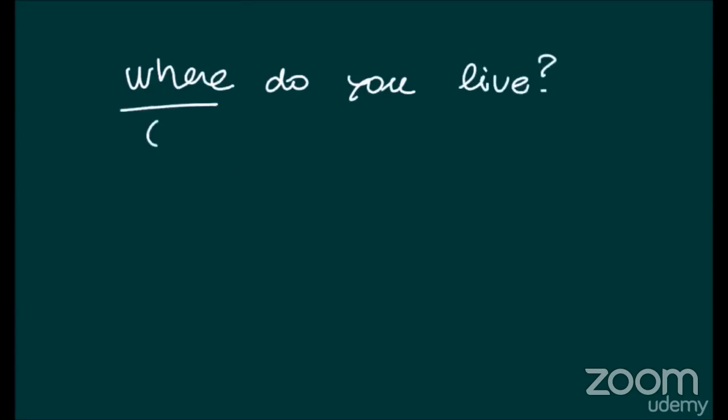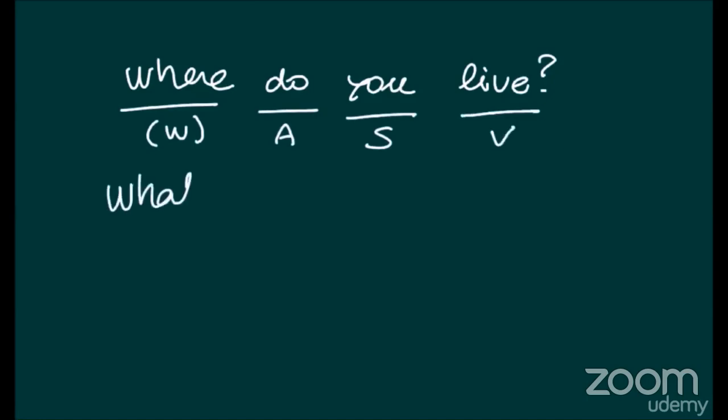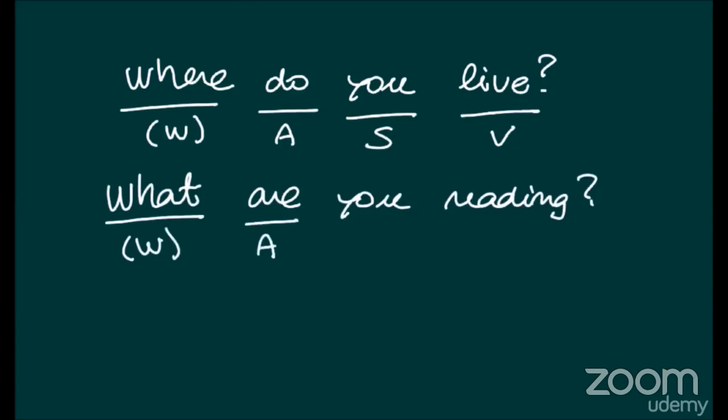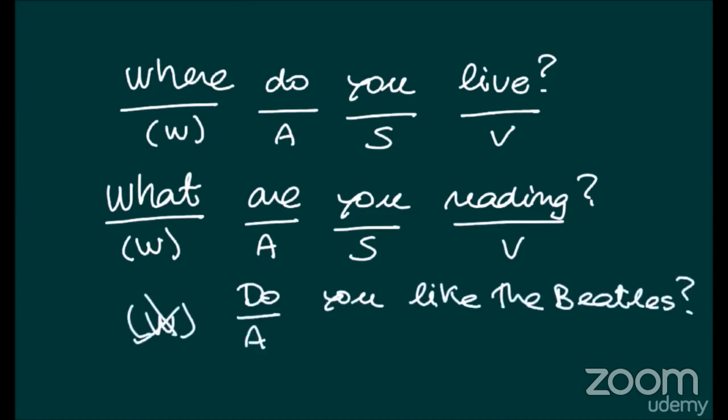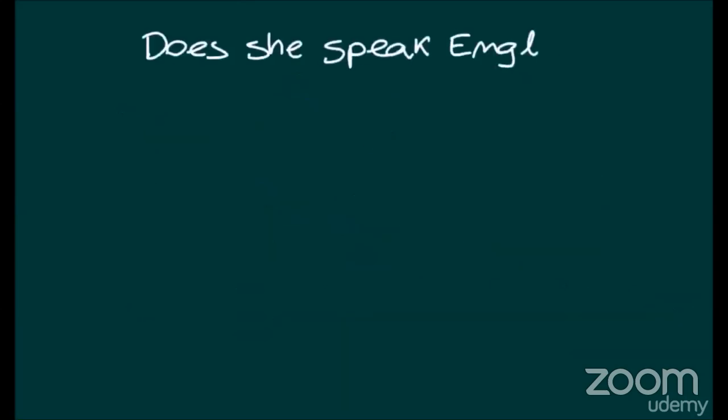Let's see some examples with the WASV formula. Where do you live? What are you reading? Some examples without the W, interrogative pronoun, when we ask something in a yes or no type of answer. In these questions, the answer is yes or no. For example, do you like the Beatles? Does she speak English?